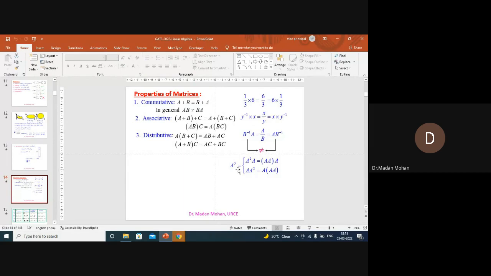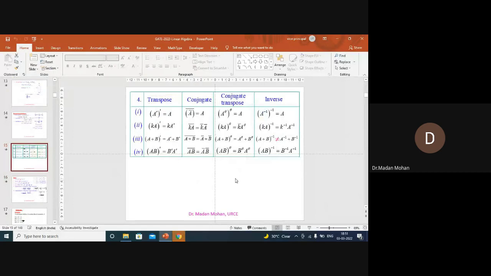Now, A cube is A square into A or A into A square. Both give the same answer because of associativity. We are able to define powers of a matrix. Next, the properties: transpose, conjugate, conjugate transpose, inverse, repeated operation, scalar multiplication, addition of matrices, but here they are not equal. Now, transpose of a product follows a reversal law. Conjugate maintains the same order, the remaining follow the reversal law.